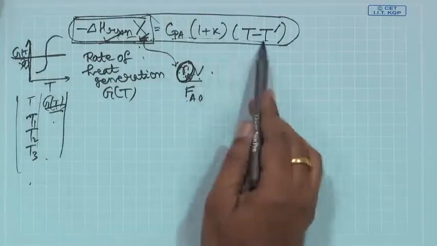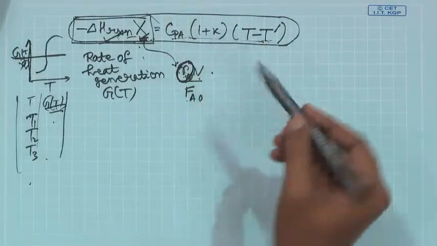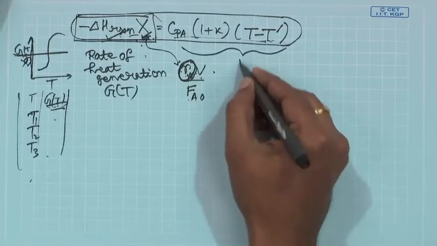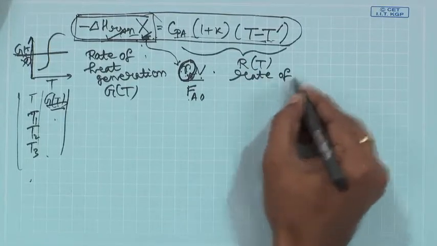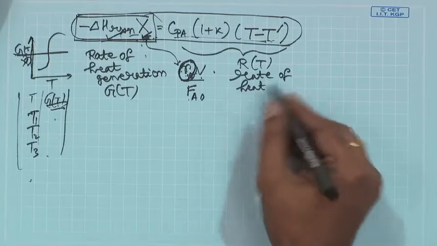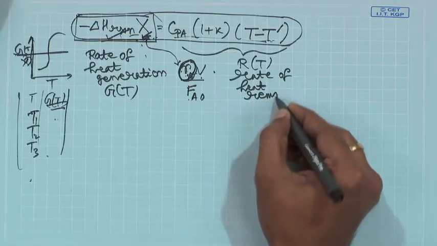What is on the right side? Whatever is on the right side, this is basically your rate of heat removal, that is the heat transfer fluid removing the heat.